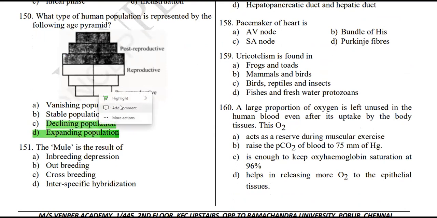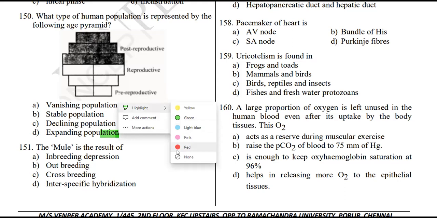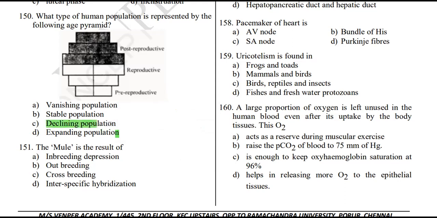The next question, a mule. So the answer is going to be this one. Okay, this is going to be the correct statement. A mule is the result of which of these things? Inbreeding, you already know, is between species which have the same ancestors. Outbreeding is going away, they do not have a common ancestor. Cross between different species, and interspecific hybridization.